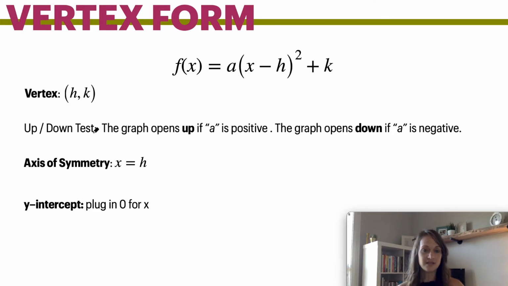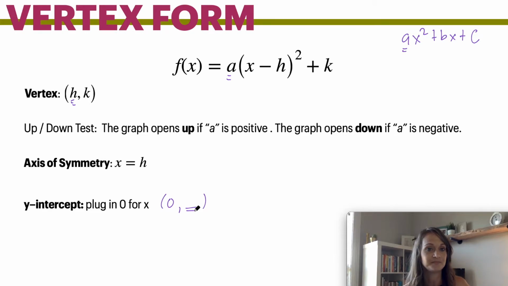The up and down test: the graph opens up if a is positive, just like when we talked about the standard form, which is ax² + bx + c. A and this a are the same symbol. It is what's going to tell us if the graph is going to open up or open down. The axis of symmetry is automatically x equals the x coordinate of the vertex. Since the vertex is automatically h for the x value, it's automatically x = h, and the y-intercept is the same. You still plug 0 in for x in order to find your y-intercept.